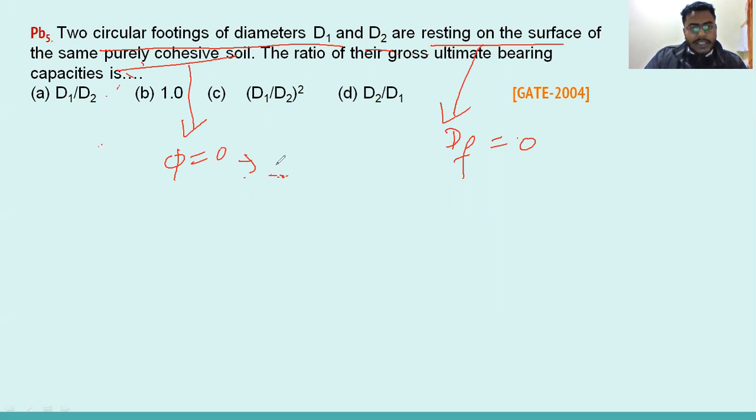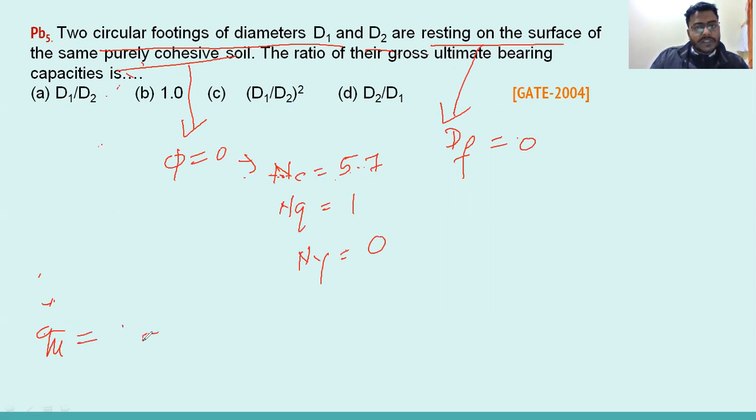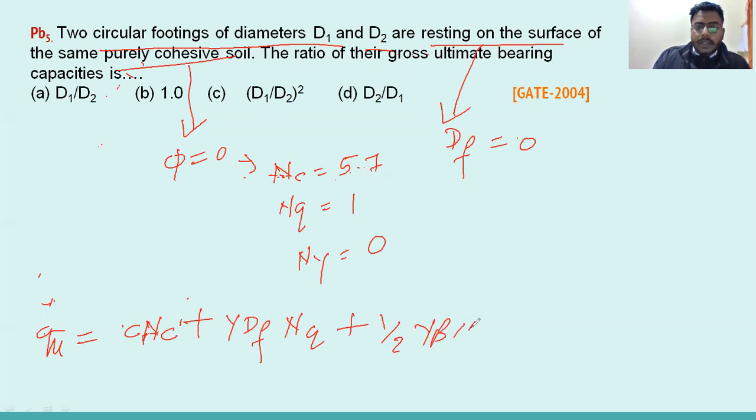Now write this down: Nc is equal to 5.7, Nq is equal to 1, N gamma is equal to 0. So now see, half of the question is already solved. So now we have to calculate the ratio. So finally, let's calculate the ultimate bearing capacity. First write the formula: q_u = cNc + gamma Df Nq + half gamma B N gamma. So by putting N gamma equal to 0, this term will be 0. We can put Nq is equal to 1.